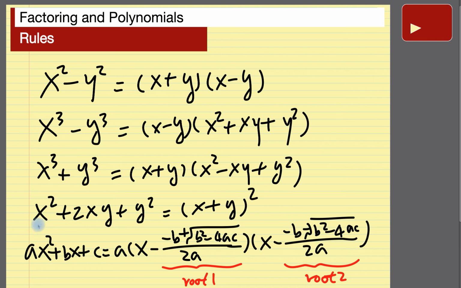The next one is x squared plus 2xy plus y squared. This is characteristic of the fact that it contains a term with a cross of x and y.